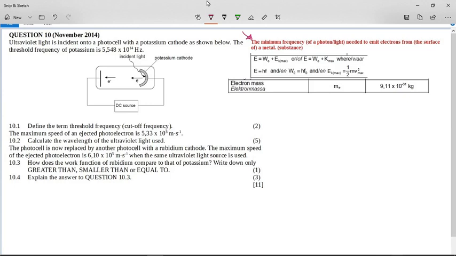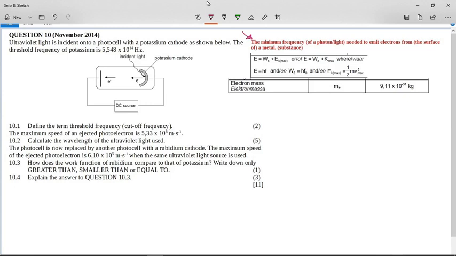Now it says to you the maximum speed of the ejected photoelectron is 5,33 times 10 to the 5 meters per second. Calculate the wavelength of the ultraviolet light used. Okay, so you can see this is 5 marks. It's not going to be in and out in a hurry. Okay, so let's think about what's happening here.